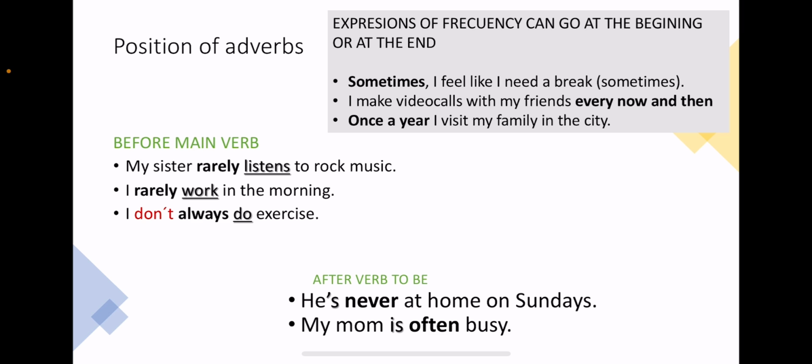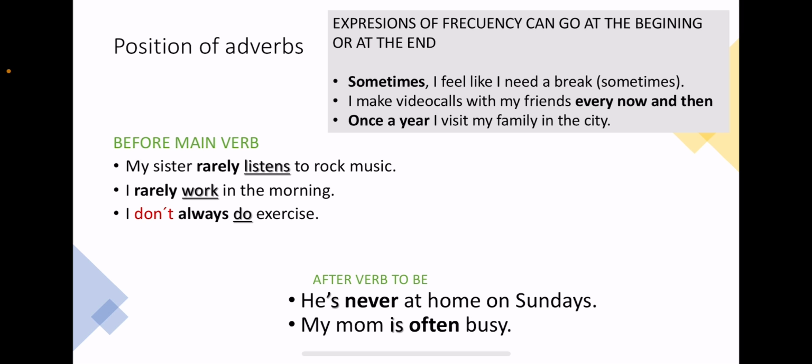We can do the same with every now and then, which is a synonym of sometimes. And we can say I make video calls with my friends every now and then. You can also put that at the beginning and say every now and then I make video calls with my friends. And it's the same with once a year. We can say once a year I visit my family in the city, or I visit my family in the city once a year. Those are not adverbs, those are expressions of frequency.